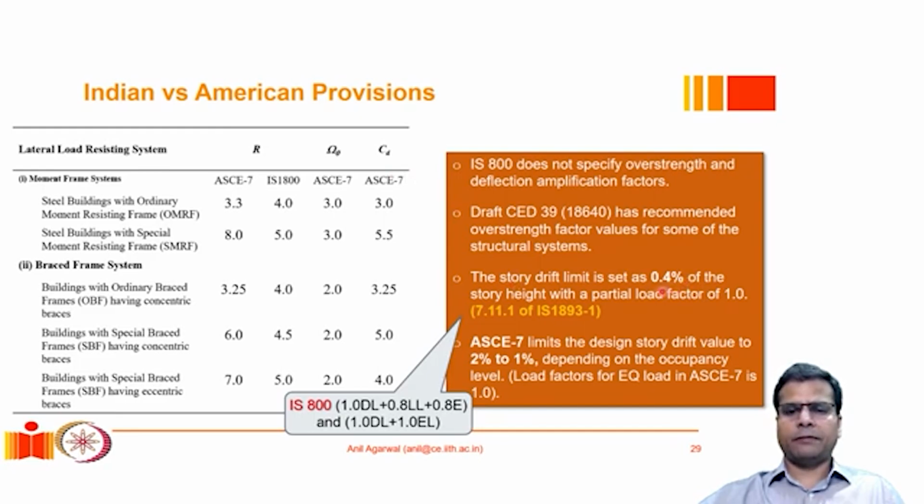The only difference between this code, the Indian code, and ASCE 7 is that ASCE 7 gives different values of CD for different types of framing systems, whereas the Indian code gives a constant value because it sets a single lower limit for deflections.